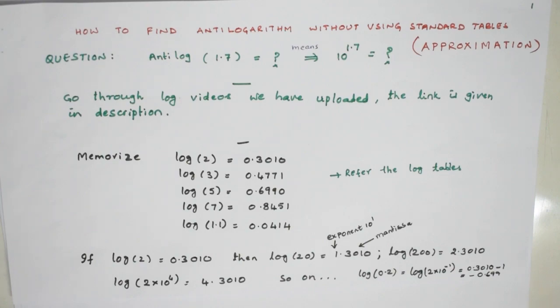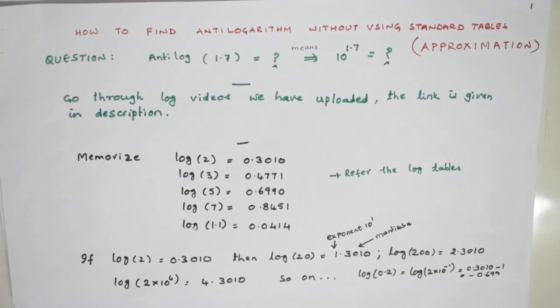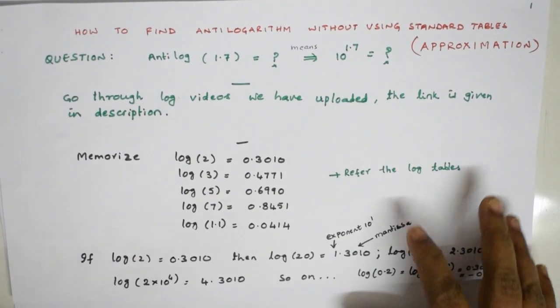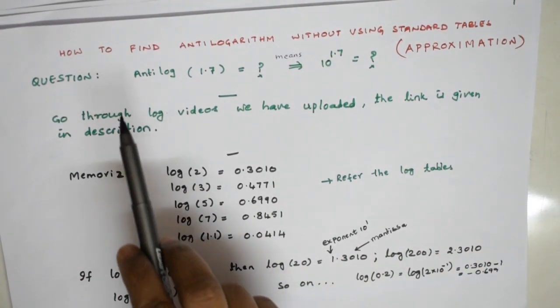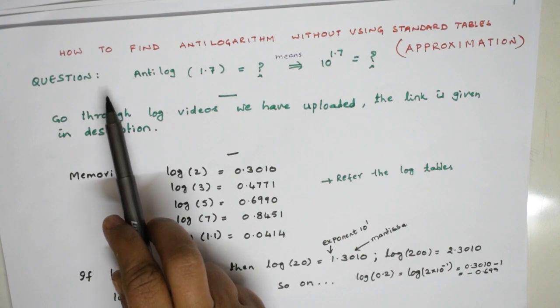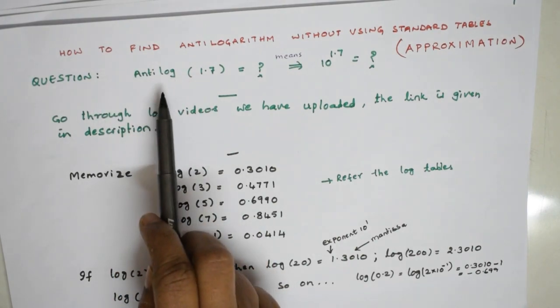Today we'll learn how to find an anti-log. Basically the idea behind this is not to use the anti-log table. Now let us see one example. My task is the question anti-log 1.7. I need to find this.